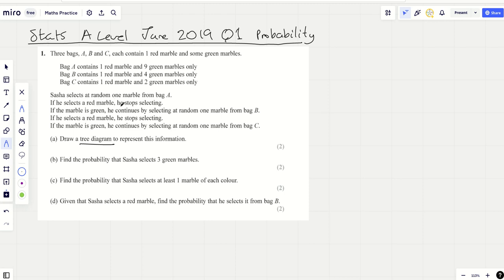If he gets red, he stops choosing. If he gets green, he continues to choose 1 from B. If he gets red, he stops. If he gets green, he goes to bag C. So green for go, red for stop, I guess. Draw a tree diagram to represent this information.